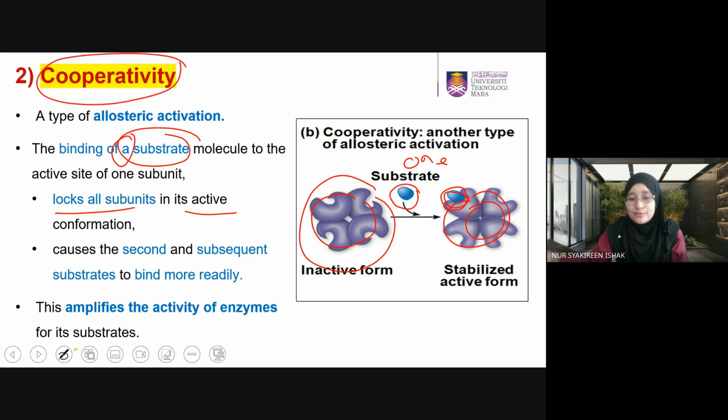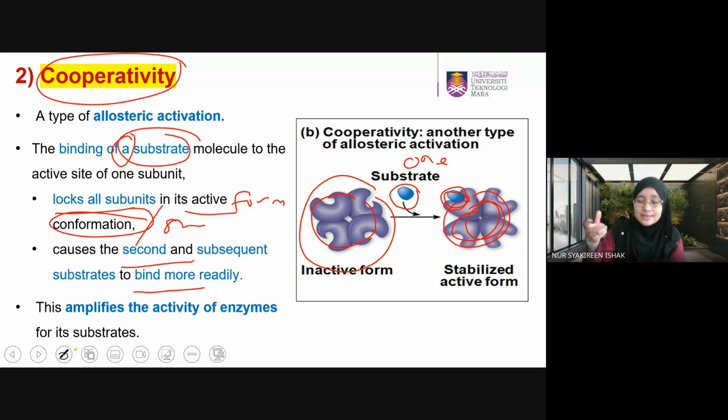in the active form. You can say form, or you can say conformation, or you can also use the word shape, active form, active conformation. Once one substrate binds to one of the active sites, it causes the second and subsequent substrates to bind more readily, as all the subunits are in the active form.